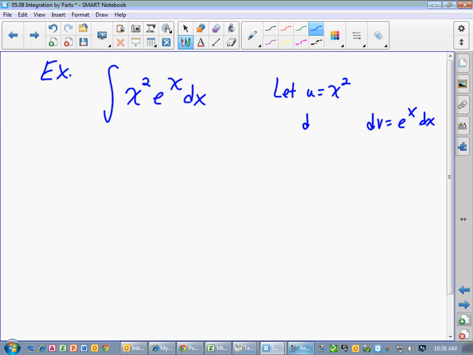So what is du? So 2x dx. And then v? Well, the derivative of v is e to the x, and the function itself must have been e to the x. Okay. And so again, writing down my u dv equals uv minus the integral of v du.